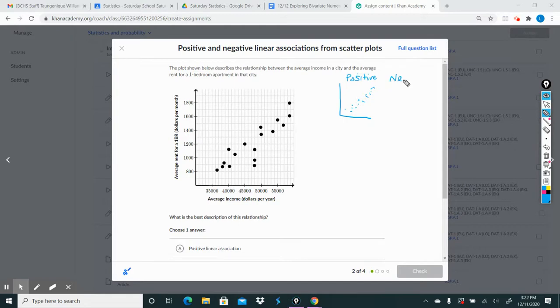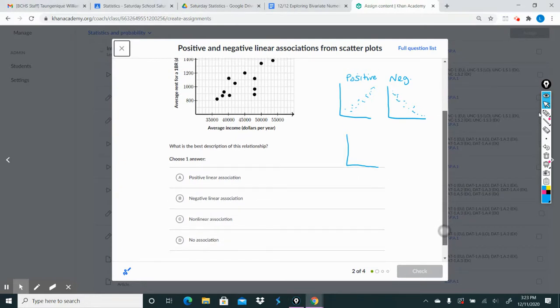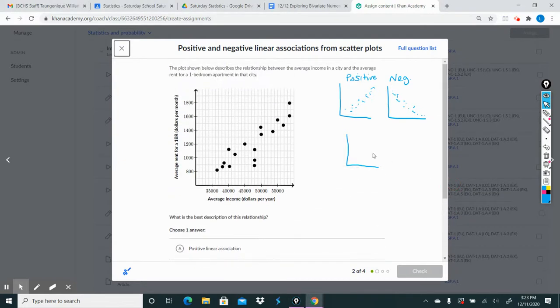And then a negative scatter plot would be something where as your x value increases, your y value decreases. Okay, and again, the same thing, we can have a strong negative correlation here as much as the scatter plot is close together, creating a straight line. Then if a scatter plot here is kind of all over the place, there would be no association.